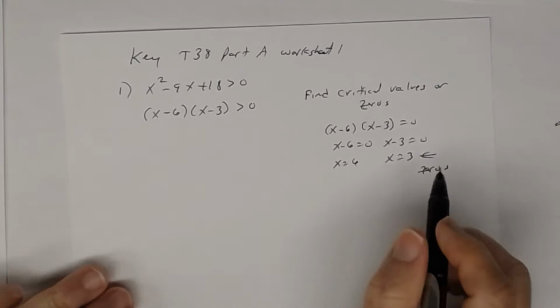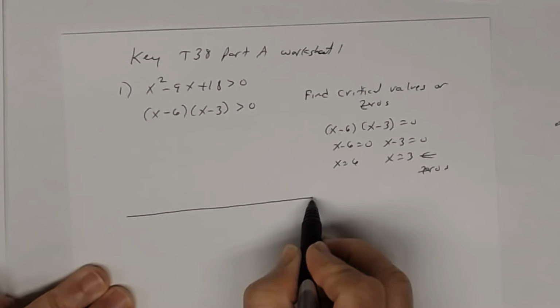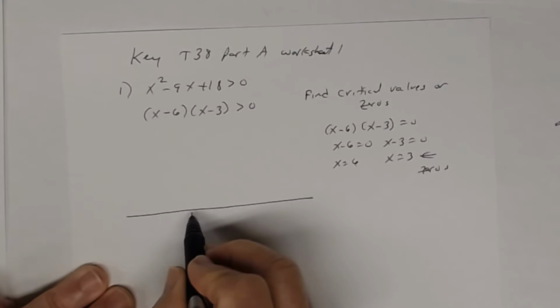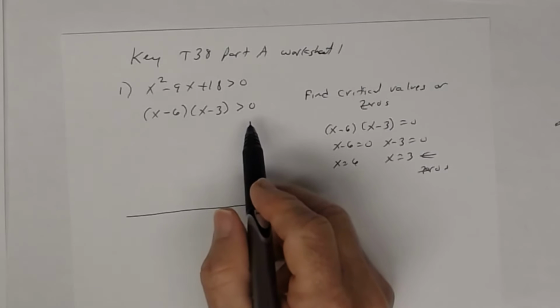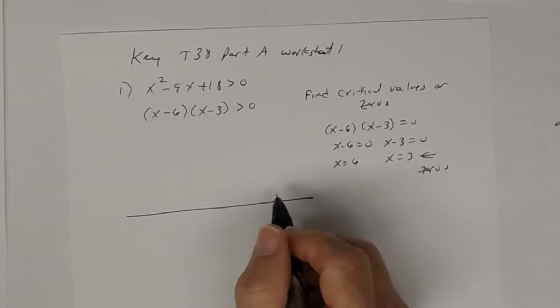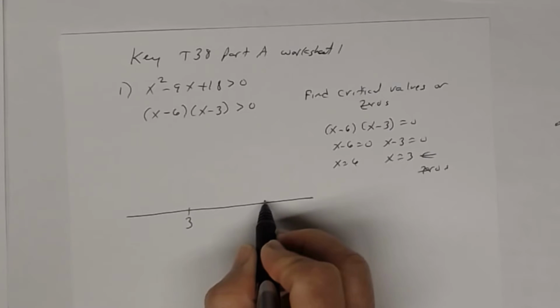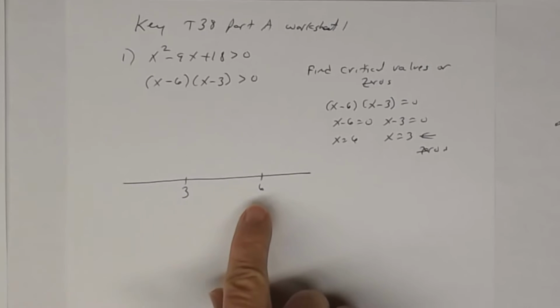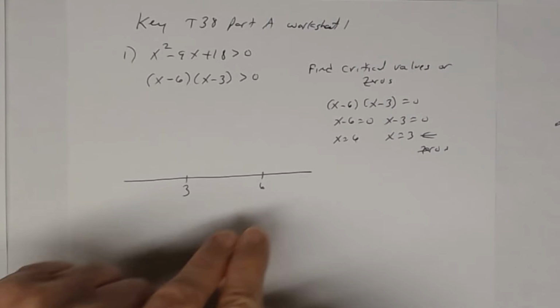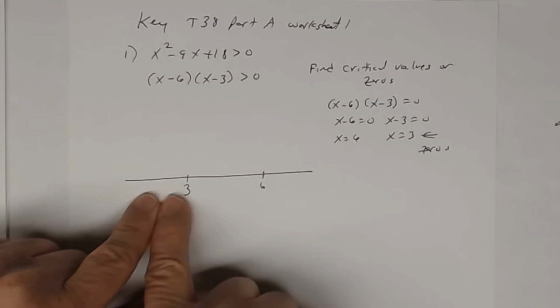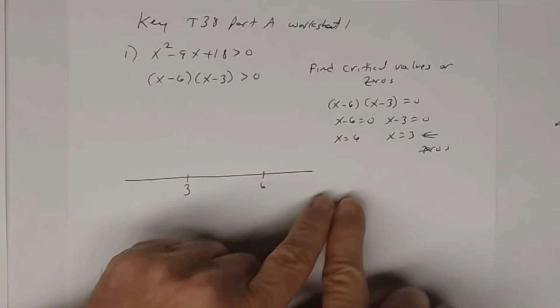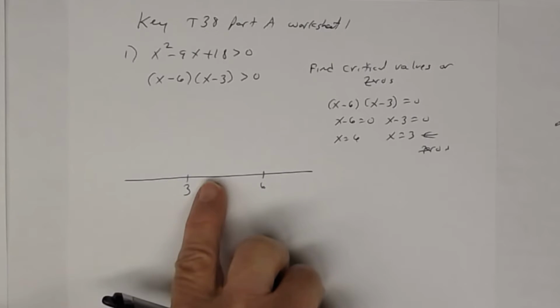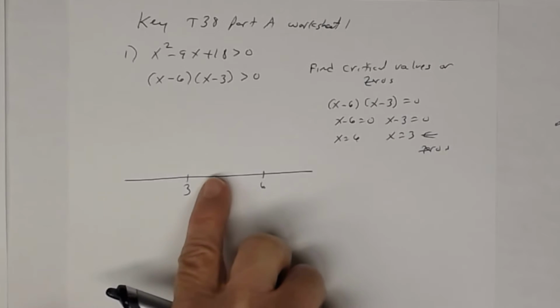Once you find your zeros, you put those on the number line in order. So 3 and 6, right? Now the next thing is to notice that those zeros divide the number line into 3 intervals. From negative infinity up to 3, from 3 to 6, and from 6 to infinity. So those zeros divided the number line into 3 intervals.